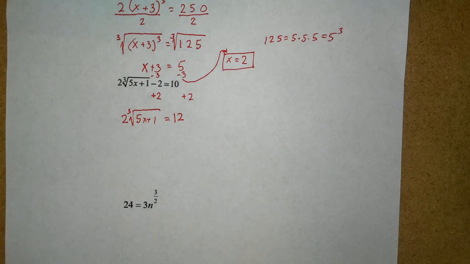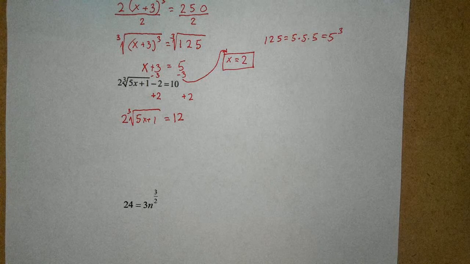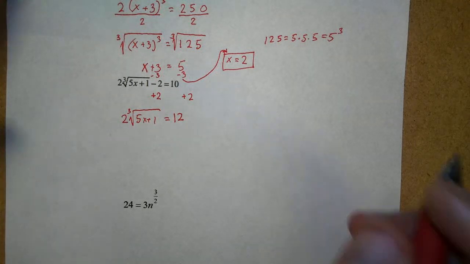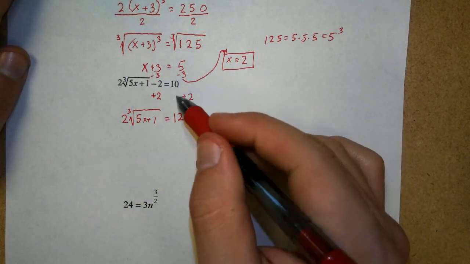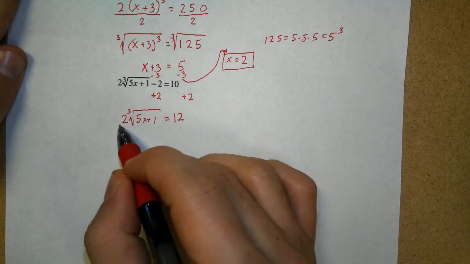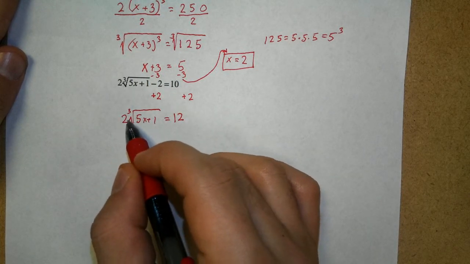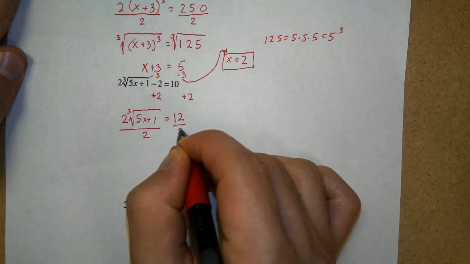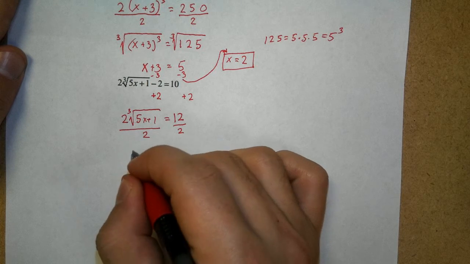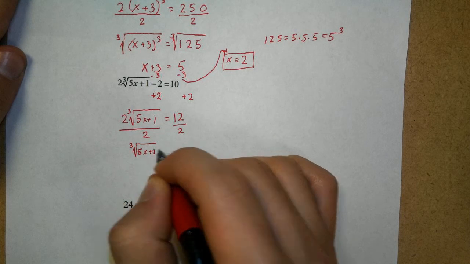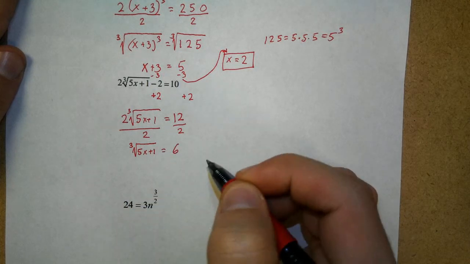Sorry, hold on one second. Okay, sorry. I thought I saw an error in the problem, but there wasn't an error. So 10 plus 2 is going to be 12, and we want to take care of the 2 that's multiplying our cube root by dividing by 2 on both sides. So that's going to give us the cube root of 5x plus 1, which equals 6.